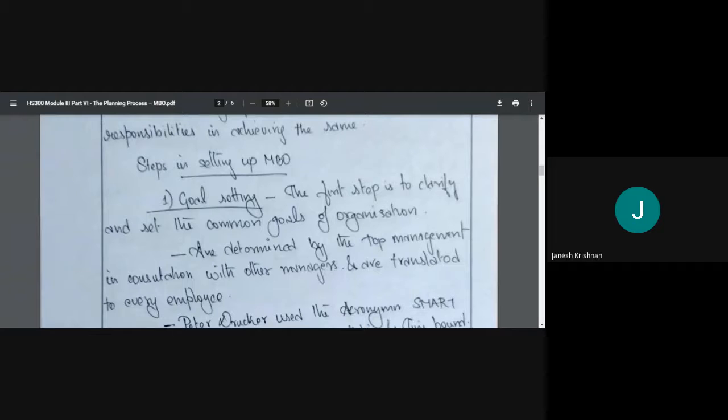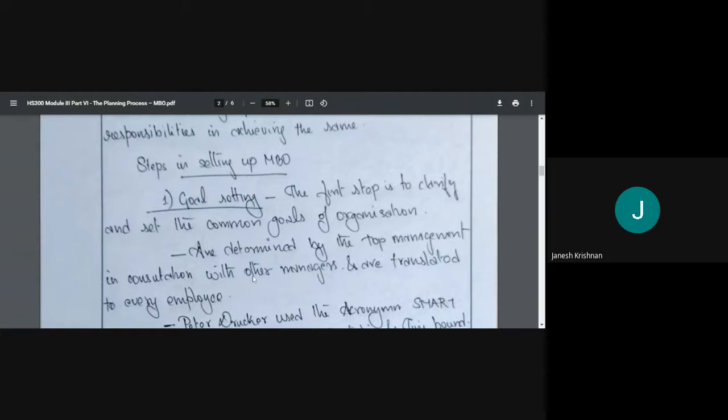So the ink refill should produce 1,000. The cap should produce 1,000. And the assembly should be able to do 1,000 pens. That's common for all of the departments. These are determined by the top manager in consultation with other managers and are translated to every employee.